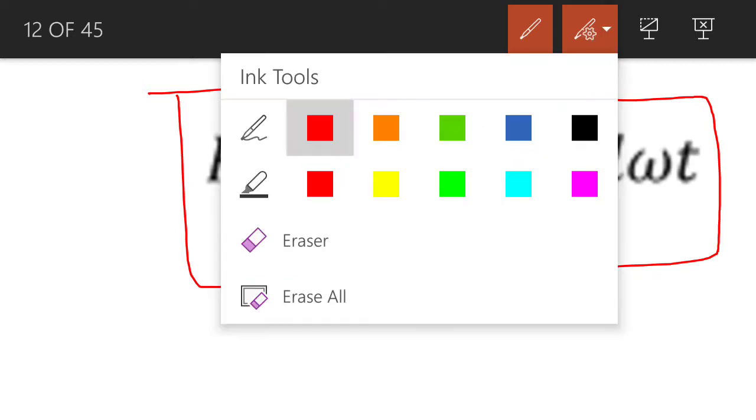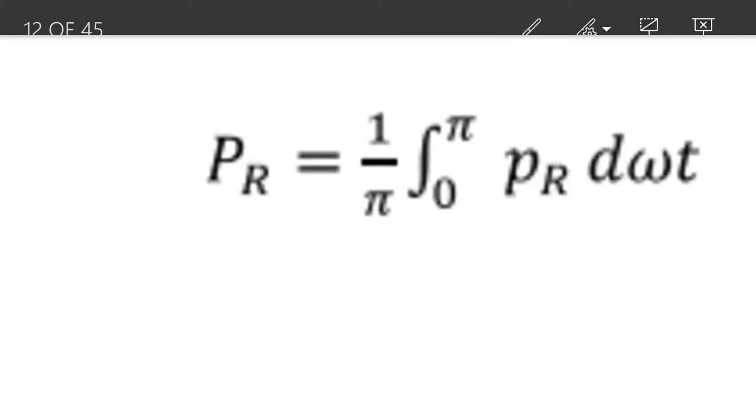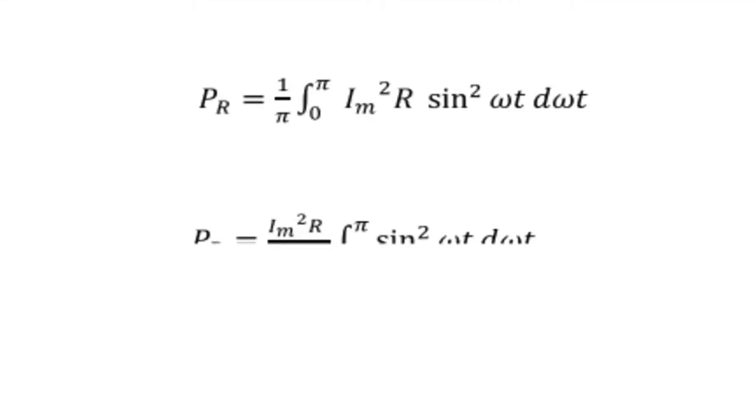The resistor will consume this power. This power will be converted into heat energy. So the power taken by this resistor is equal to 1 over pi, the integration from 0 to pi of Im square R sine square omega t d omega t.